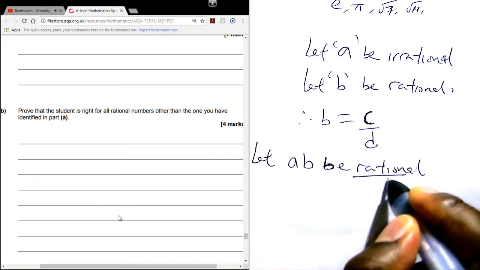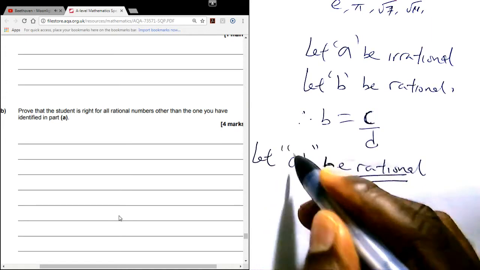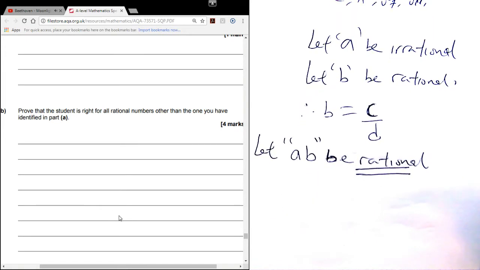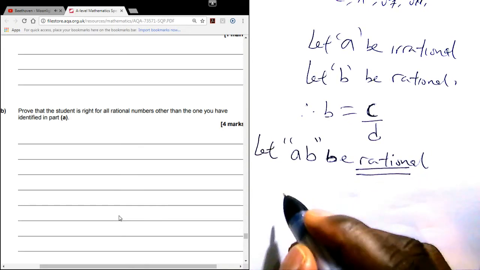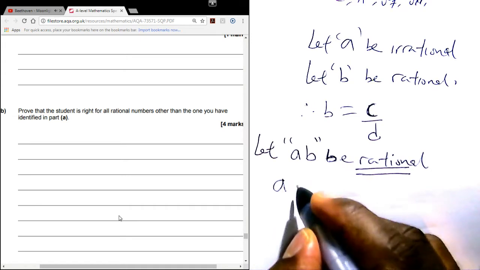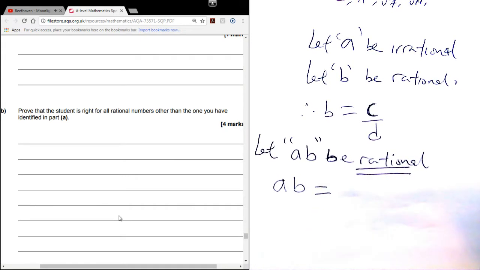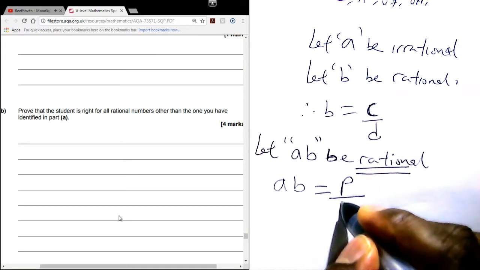Let a times b, let ab be rational. This is called the inverse proof, so you're proving the reverse now. You're assuming that he was wrong, and this is actually what should be. Then it means that a times b would give us another fraction. We can say p over q.